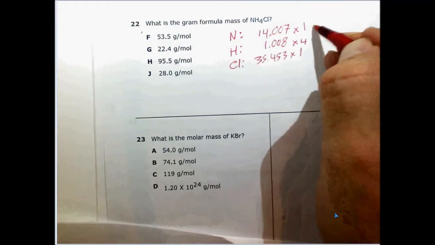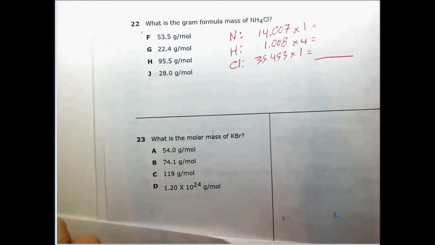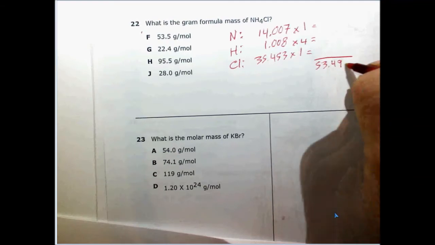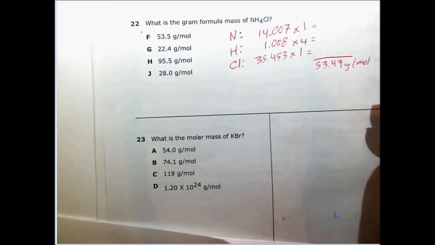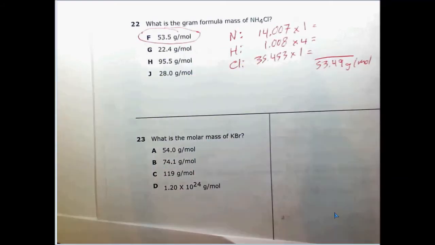If we multiply all these out and then add them up, which I'm going to do on my calculator rather than on paper here, I end up with 53.49 grams per mole. Round that to 3 figures and I get 53.5.